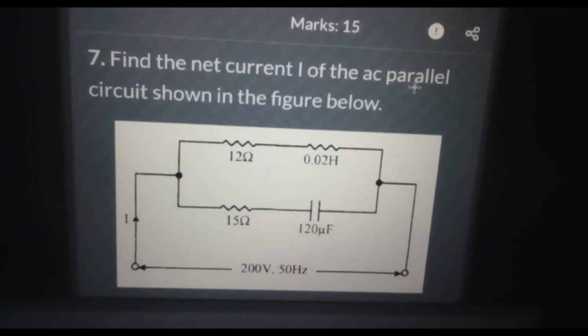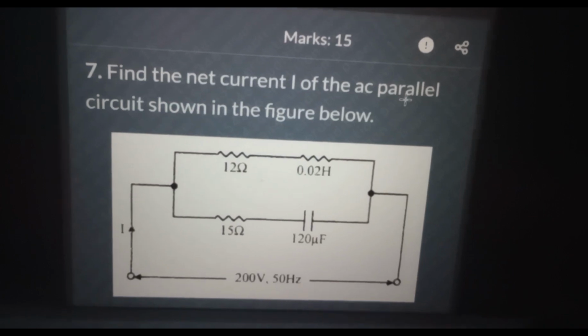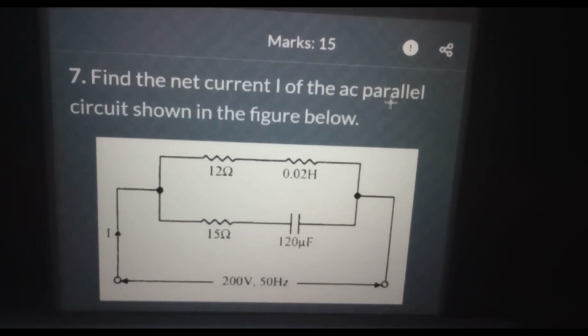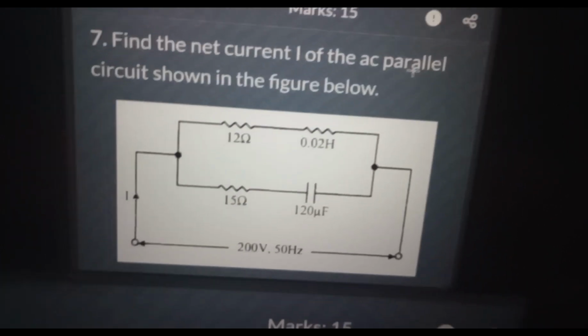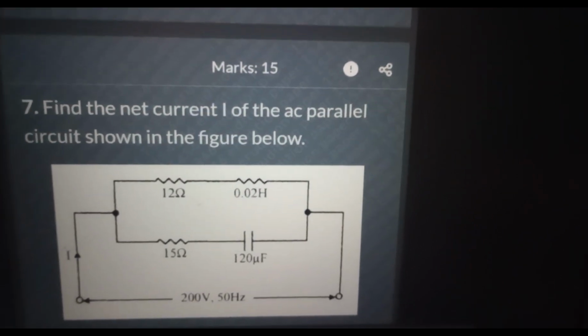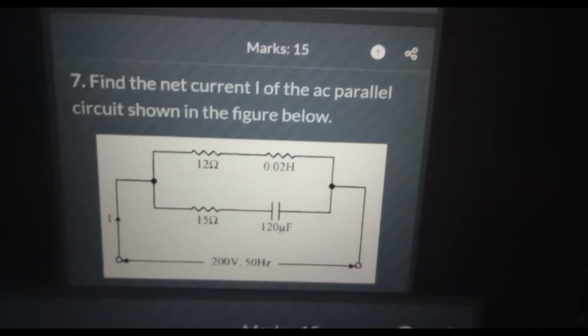Number 7. Find the net current I of the AC parallel circuit shown in the figure below. This is the figure. You can see.